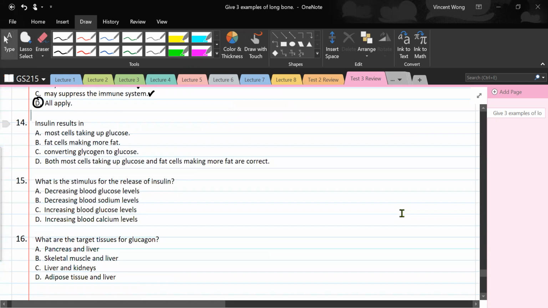Insulin results in most cells taking up glucose. Yep. Fat cells making more fat. That's also true. Converting glycogen into glucose. It should be the other way around. So the answer is D. It's both A and B here.